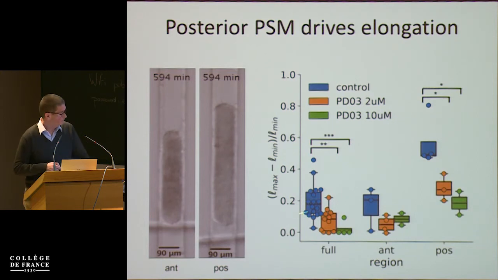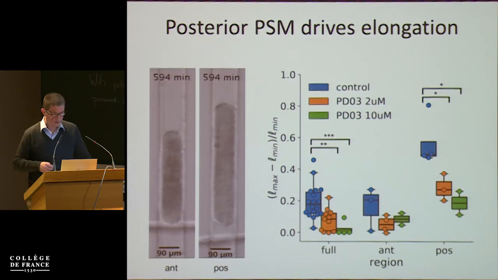And so again, he looked at the effect of blocking FGF signaling. So if you look now at the effect of PD03 inhibiting FGF signaling on the posterior elongation, you see this is a control, and this is the posterior explant treated with 2 different doses.